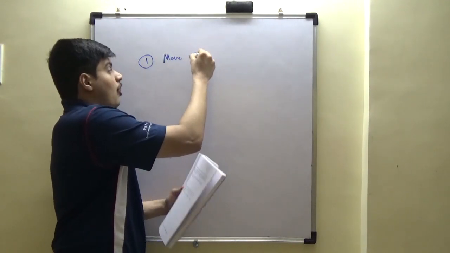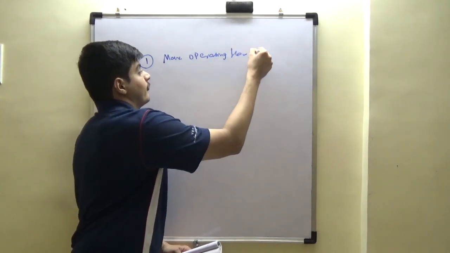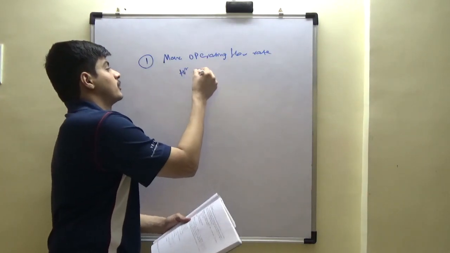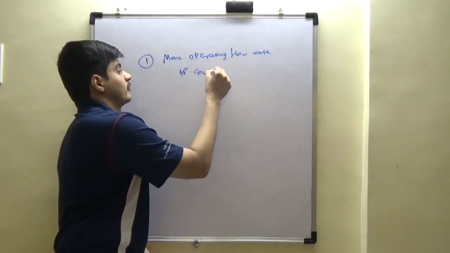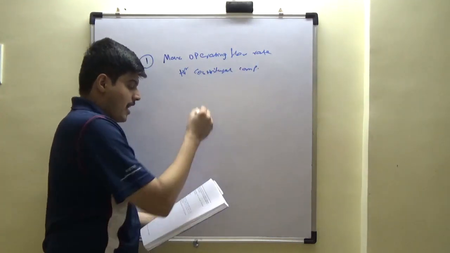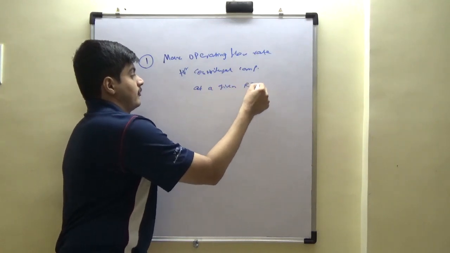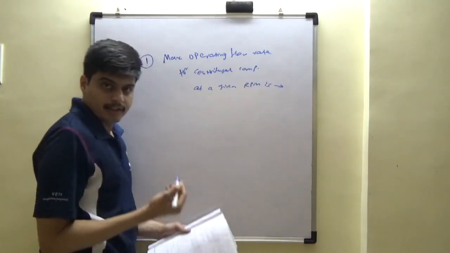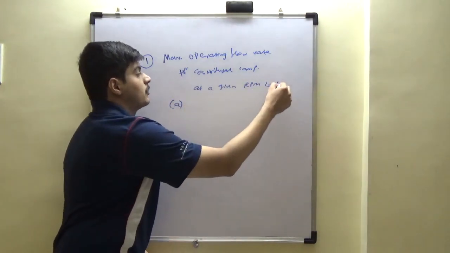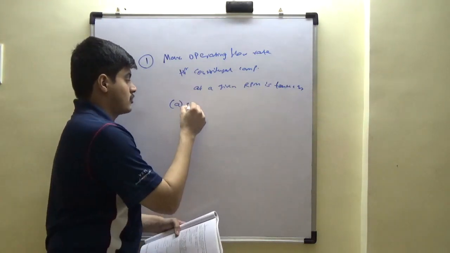Maximum operating flow rate through centrifugal compressor at a given RPM. Yes, this is one of the GATE questions. Limited. Stall.